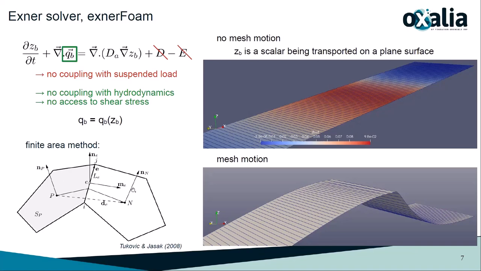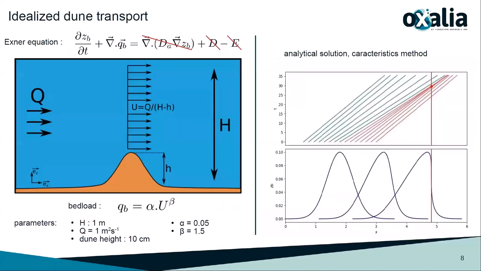I won't talk about the finite area method because it was already described in the previous talk. And at first, I didn't prescribe any mesh motion. So the bed level was just a scalar being transported on a plane mesh. And then after that, I will show you what happened when I make the mesh follow the bed level. So I will present you a really idealized case of dune transport.